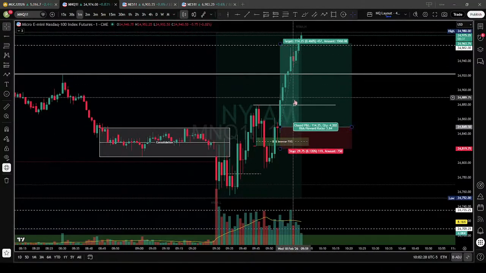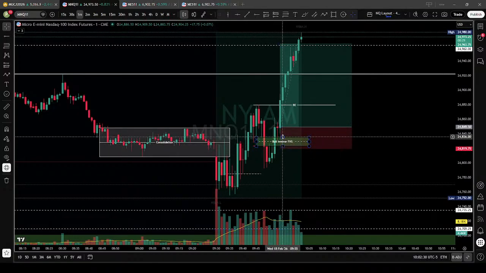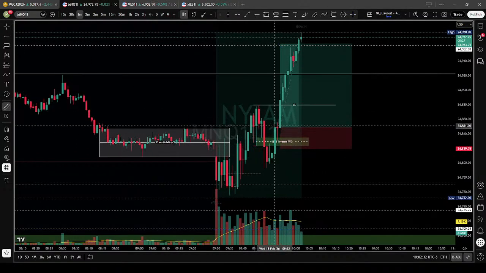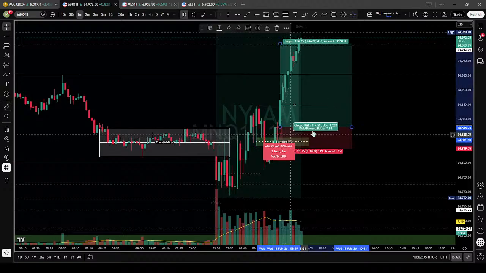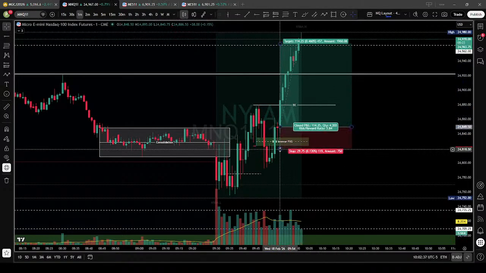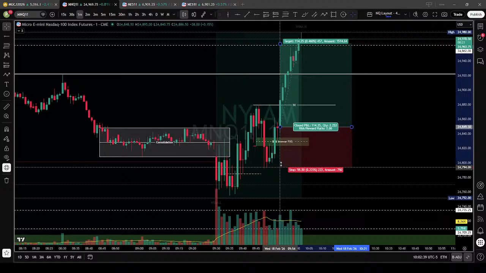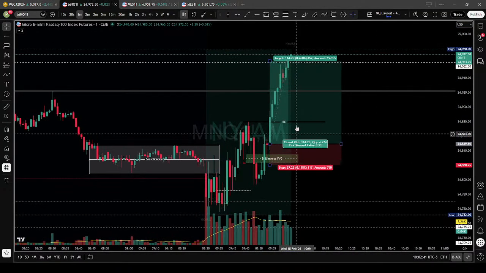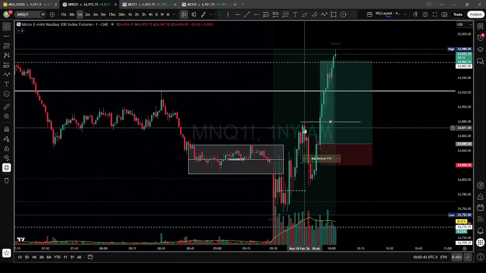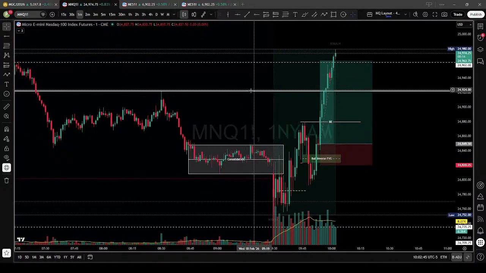And there you go. Even if you entered here, your drawdown would have been 15-16 points against your stop loss of 56 points. And it just ran through all the liquidity levels: break even, target 1, target 2, and so on.